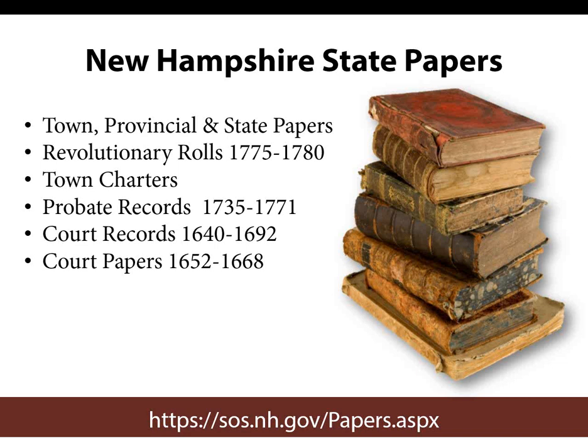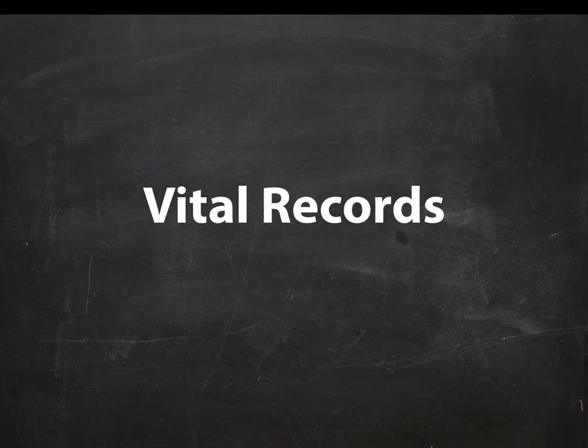On your syllabus, you'll find the various URLs that you need to go to. There it is right there at the State of New Hampshire, sos.nh.gov, papers.aspx. That will give you an online version, and you can download each one of the volumes as PDFs. There is an index as well.